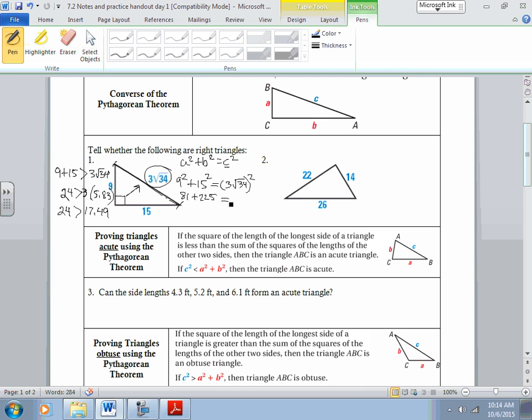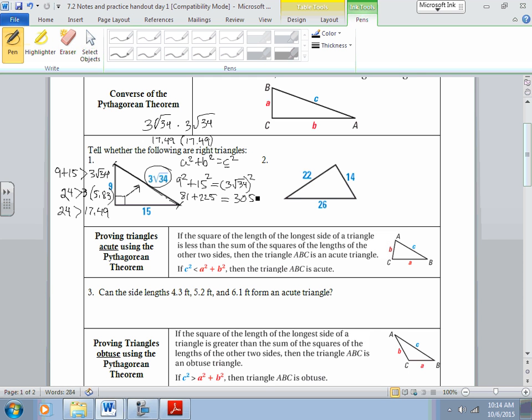I'm going to do this over here on this space provided. 3 square root of 34 times 3 square root of 34. That's how you would have typed it on the calculator, but it's kind of weird because square root of 34 times 3 is 17.49, isn't it? So what we're really doing is 17.49 times 17.49. Everybody understand that? 305.9.